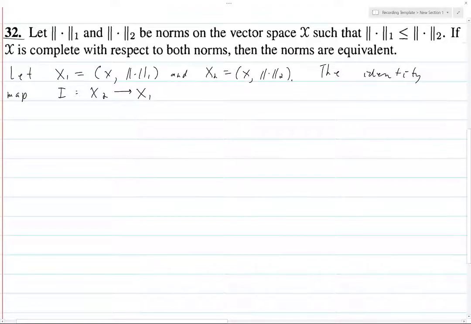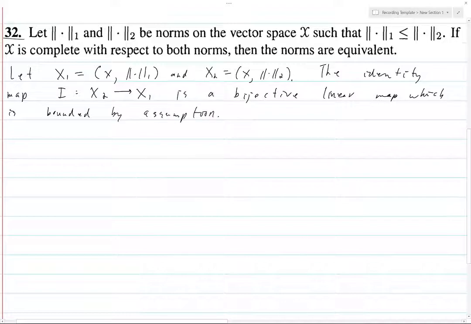So this is a bijective bounded linear map. Well, okay, it's a bijective linear map which is bounded by assumption.